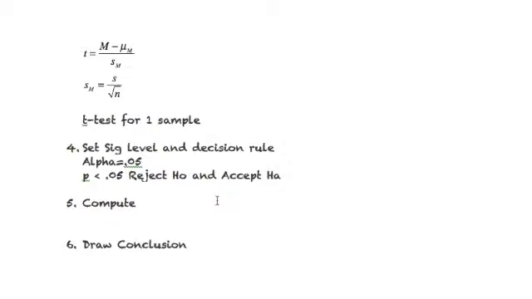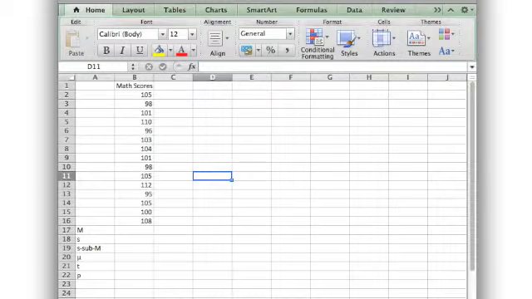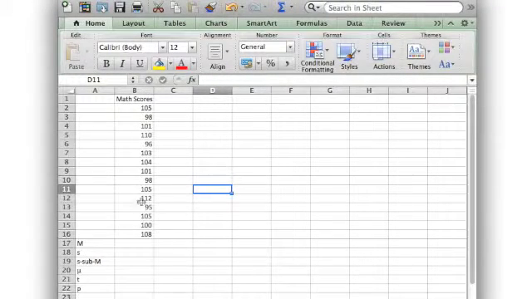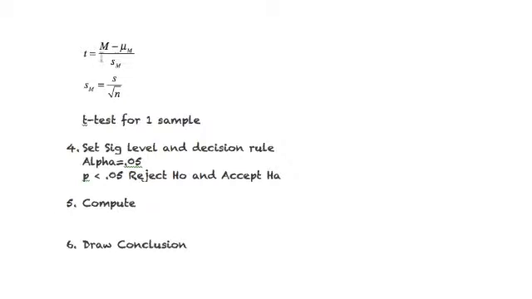Now, to do the computations, they're easiest to do in Excel. So I'm going to move forward here and show you what I've done in Excel. What I've got is the math scores. We're going to need the sample mean, right? We're going to need the population mean.